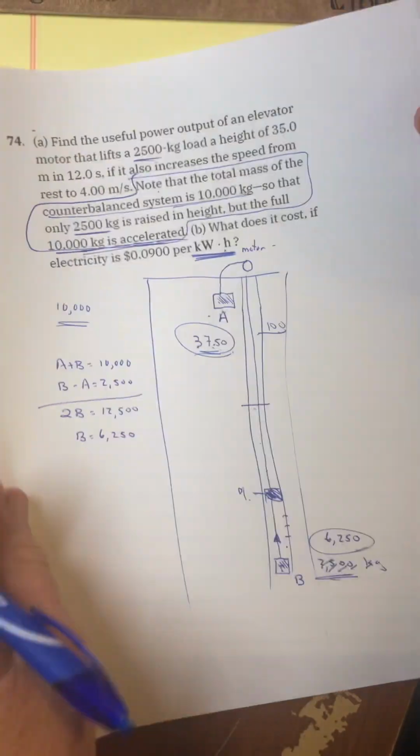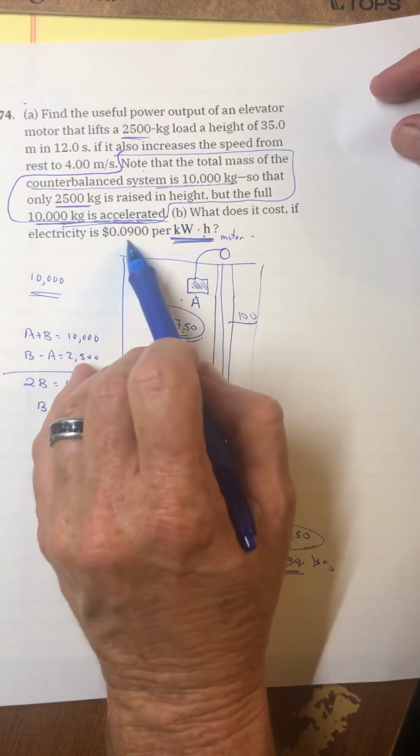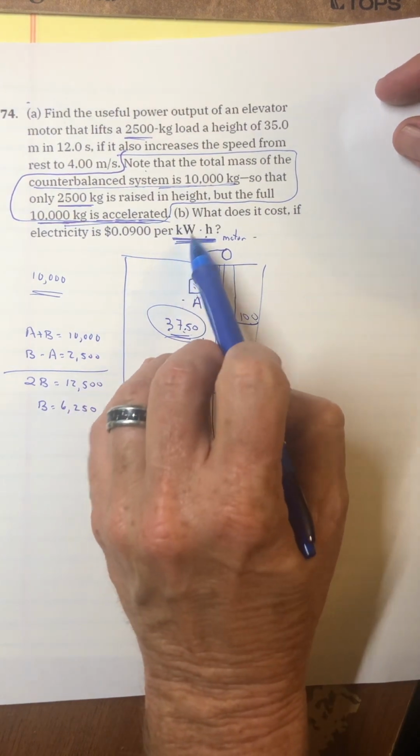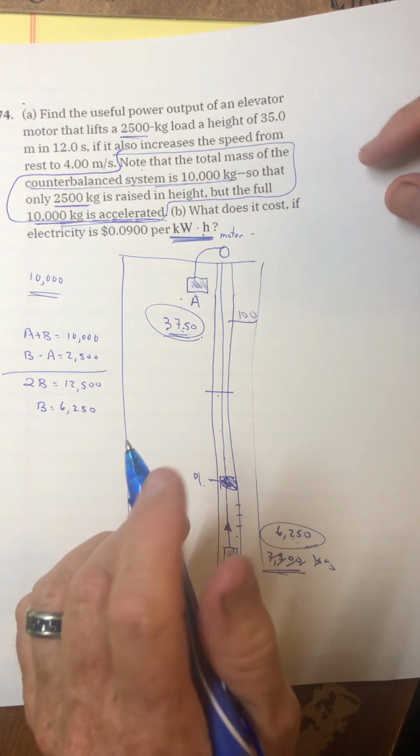If I come back to the problem, part B says, what does it cost if electricity costs, it looks like 9 cents, wow, I wish it was that cheap, per kilowatt hour. Okay. So if you're looking for your total dollars, it looks like my pen's getting a little dry. Let me just switch over to red for right now.